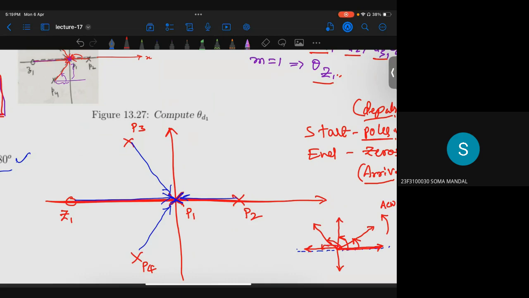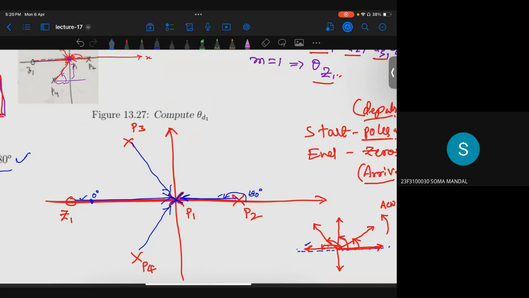Now tell me, this P2 vector is equivalent to what? This is equivalent to this vector. Am I correct? Yes or no? This vector is equivalent to this vector, so that is equivalent to 180. This is making an angle of 180. Is it clear? Yes, sir. Then similarly, if you see this one, it is making an angle of 0 degrees.